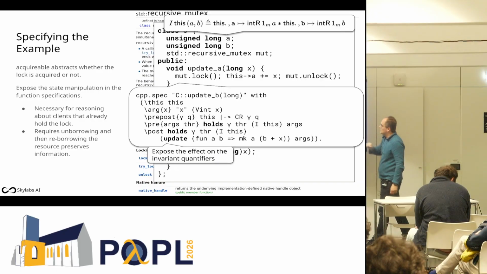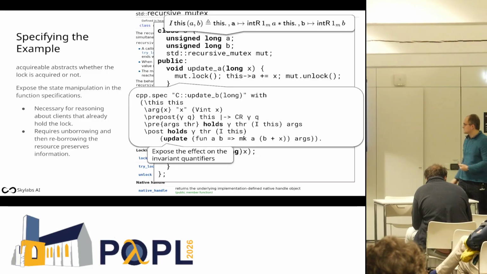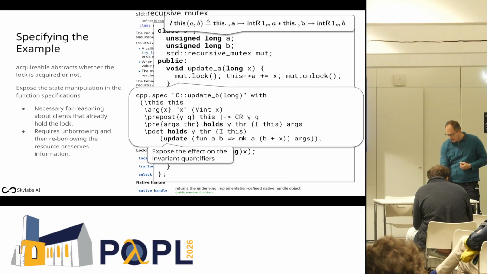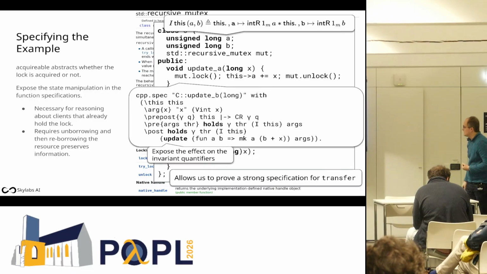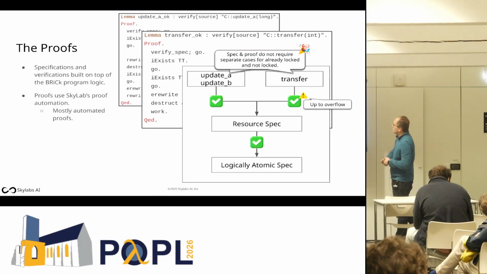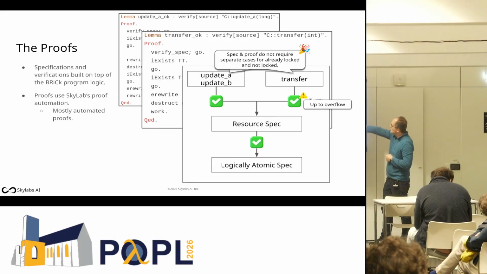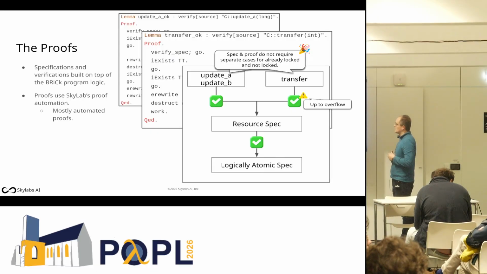And this allows me to acquire the lock on the outside and then figure out what updates occurred, which is allowing us to expose those existential quantifiers. And this also allows us to prove a stronger transfer specification, which is the one we wanted. So what did we actually prove here? We proved update A and update B, and we proved transfer up to a little bit of overflow. And we proved these against this resource specification that I showed here. And we proved the resource specification against this logically atomic spec.